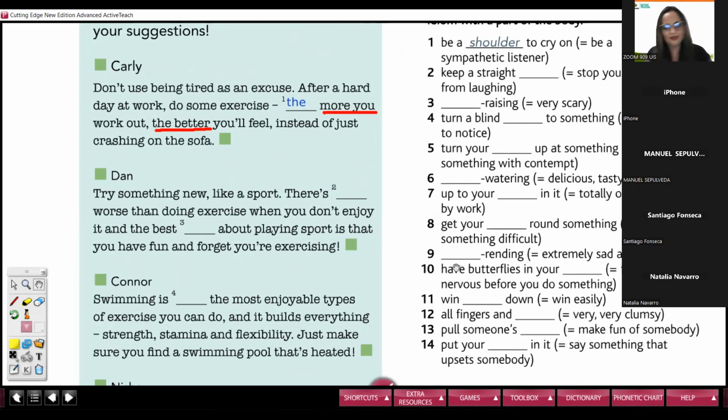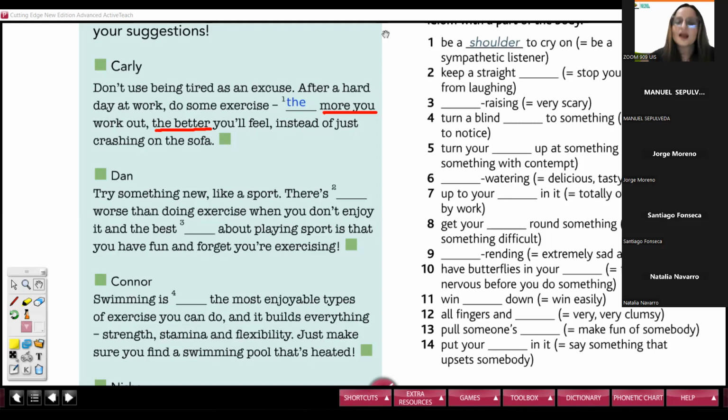Okay. Who wants to read the second one? Let's continue. I can help you. Don't worry. Okay. Who's raising their hand? Teacher, I can read if you want. Thank you, Jorge. Go ahead. Then try something new, like a sport. There is the worse than doing exercise when you don't enjoy it, and the best about playing sport is that you have fun and forget your exercise.